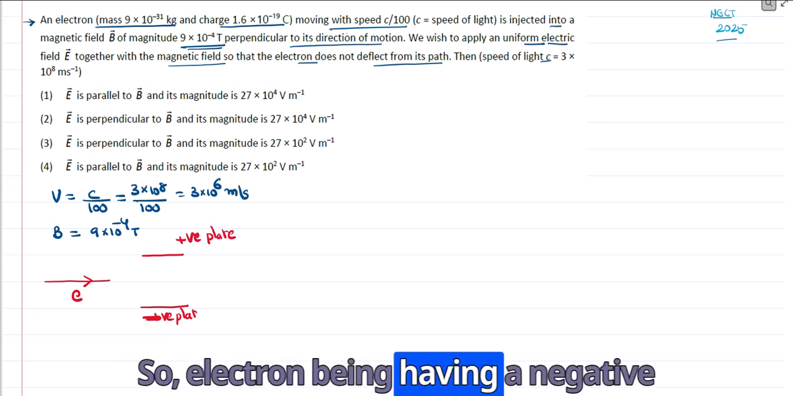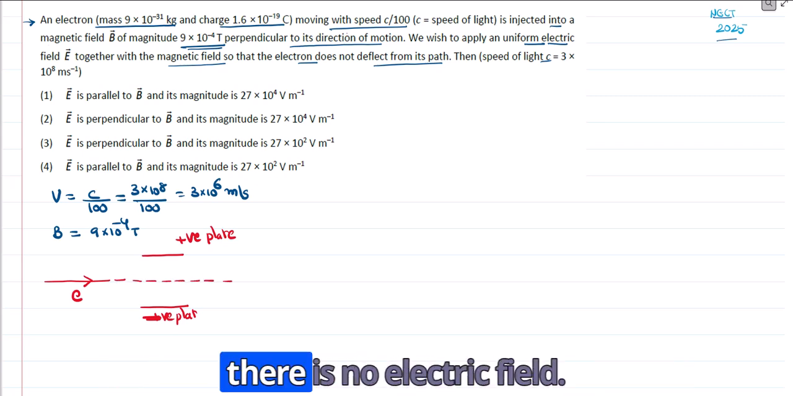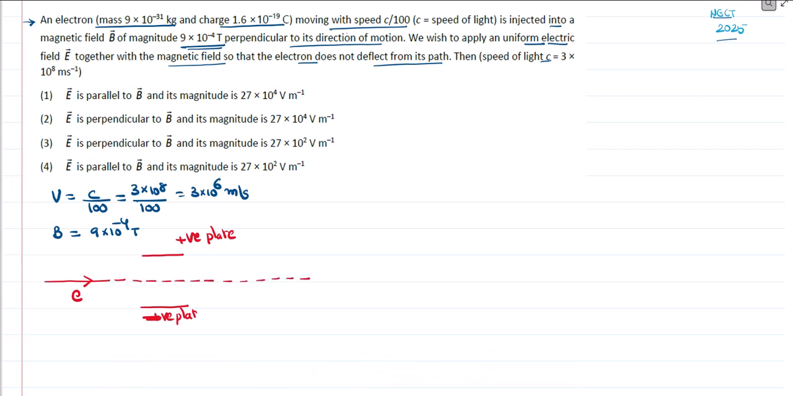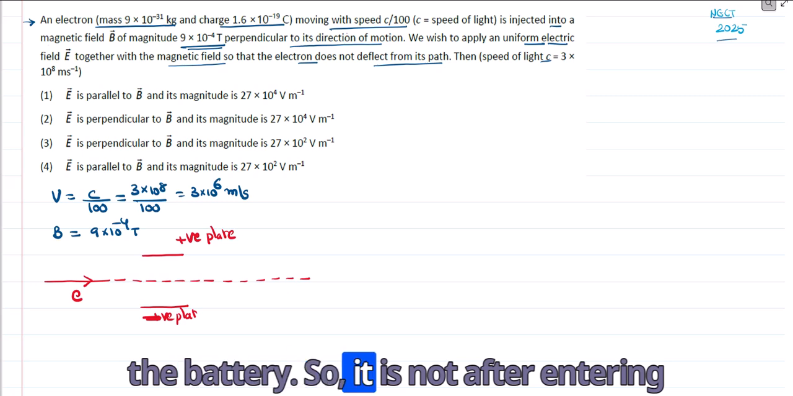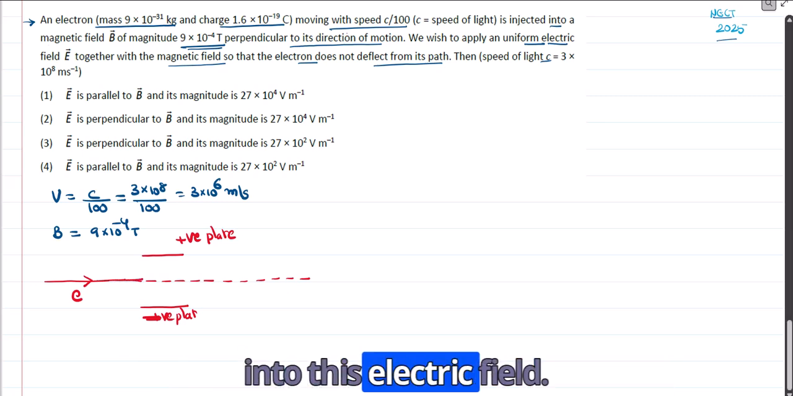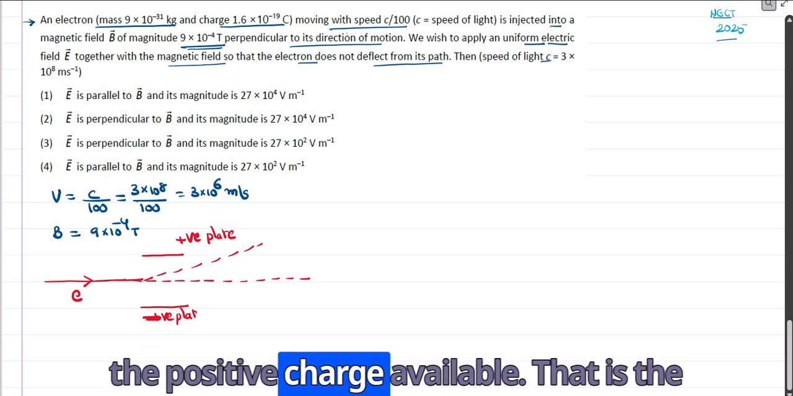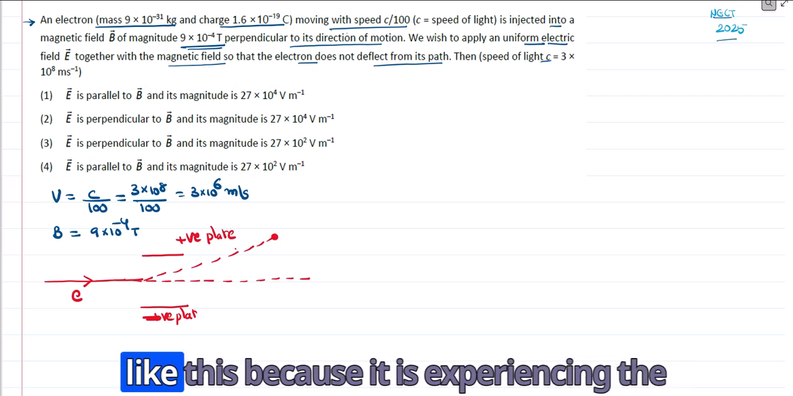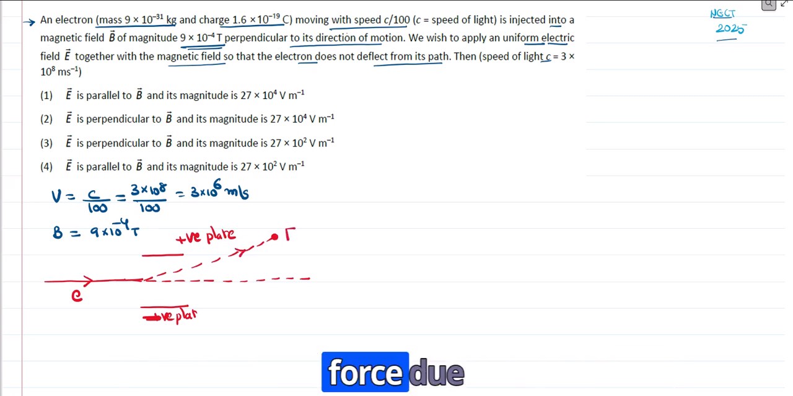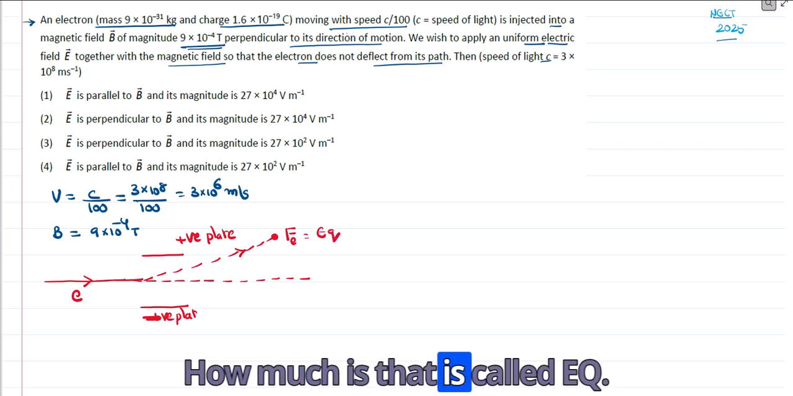The electron, having a negative charge, goes undeviated when there is no electric field. Now it is attracted towards the positive plate of the battery. After entering this electric field, it deflects towards the positive plate. It has gone like this because it is experiencing a force due to the electric field. How much is that? It is called EQ.